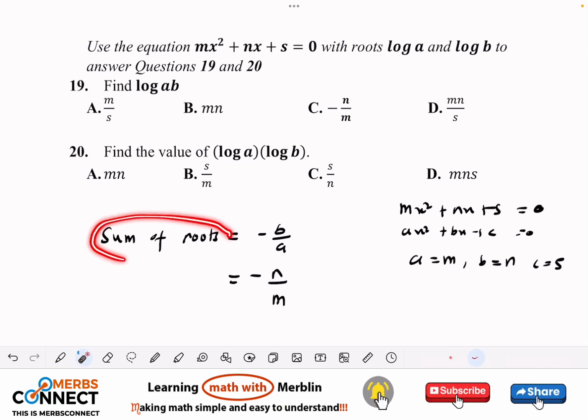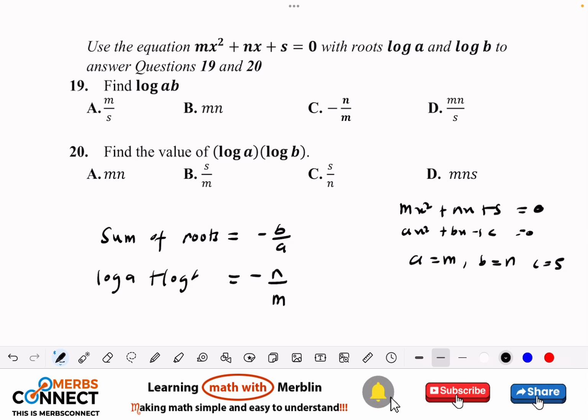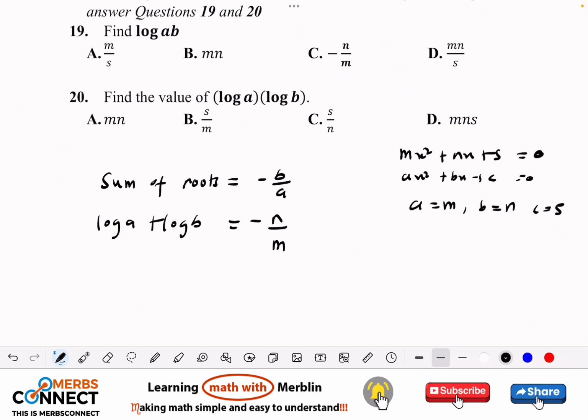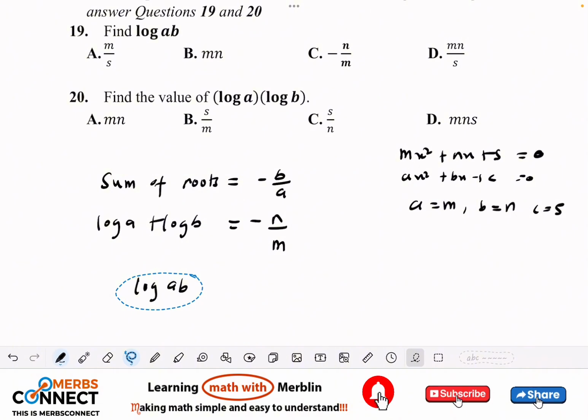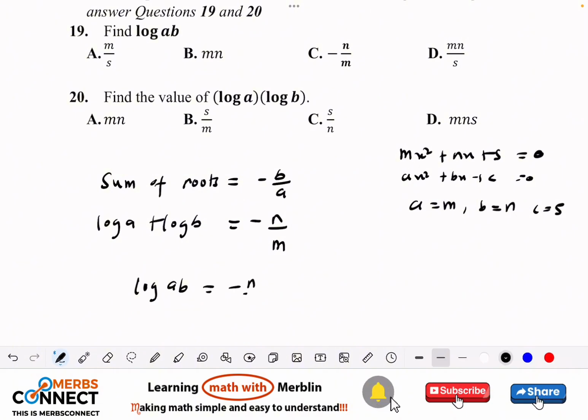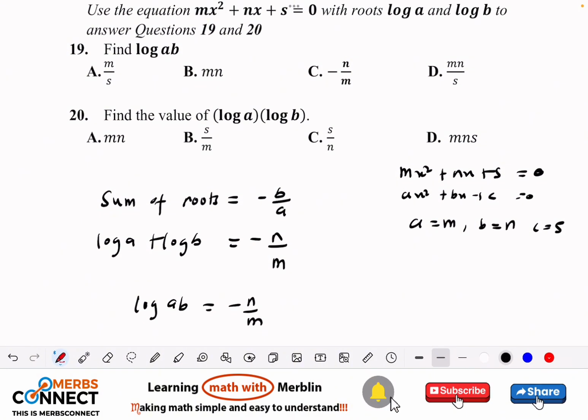But what is the sum of roots? What is the root given to us? The root given to us is log a, log b. So this is the same as log a plus log b. But remember the properties of log. If I have logs of the same base, like base 10, then I can combine this using the property. So this can be written as log of ab, right? Good. So this is the same as log of ab, and this is the same as minus n divided by m. Good. So we have the c right here, right?